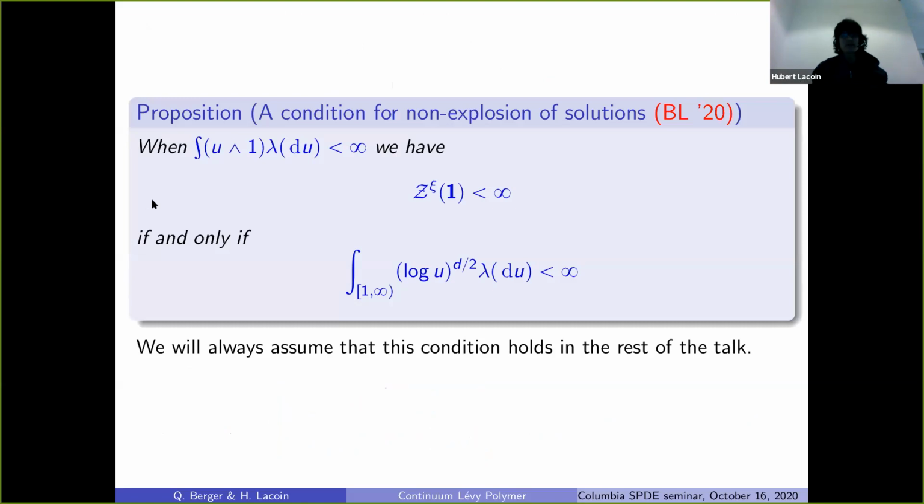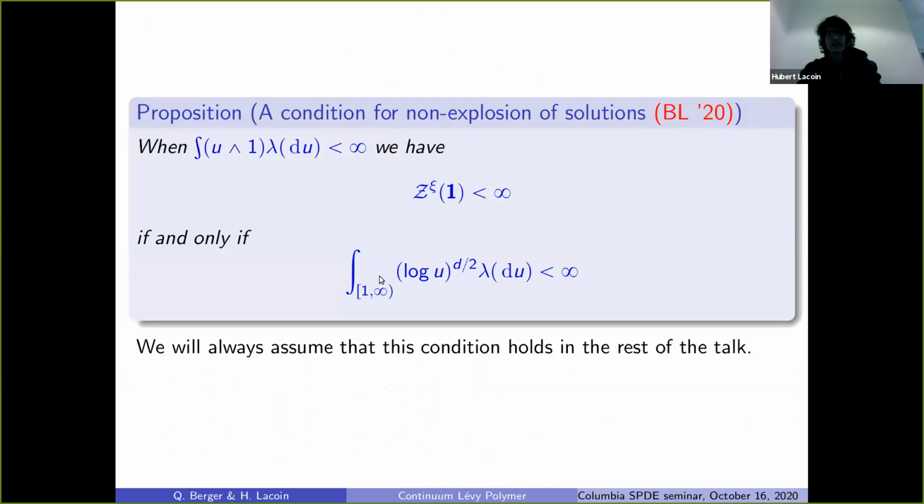So one thing you have to check once you introduce this definition: you have summed lots of things that are positive. You want to check that this sum is finite. And the first thing we did with Quentin, or one thing we did eventually with Quentin, was to find a necessary and sufficient condition to have finiteness of your partition function.